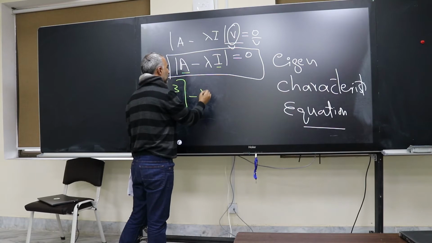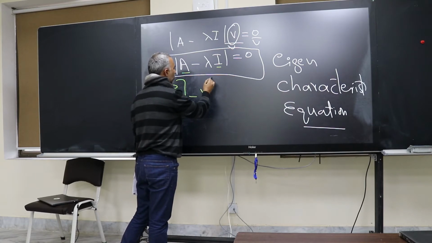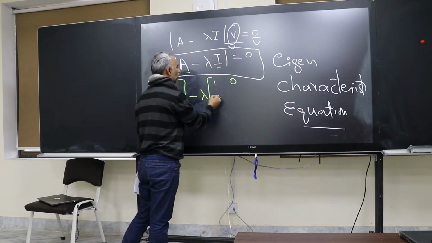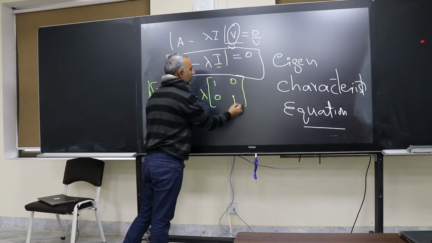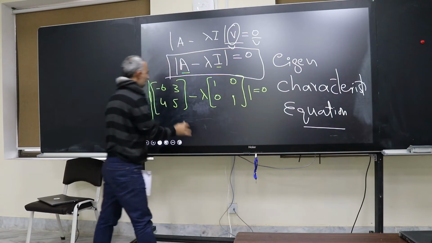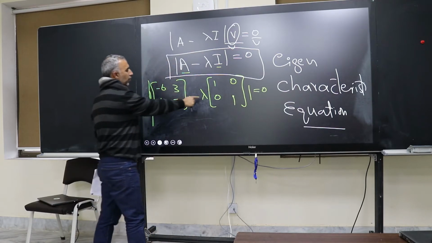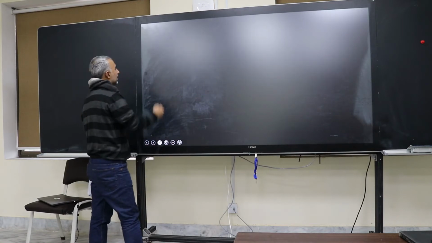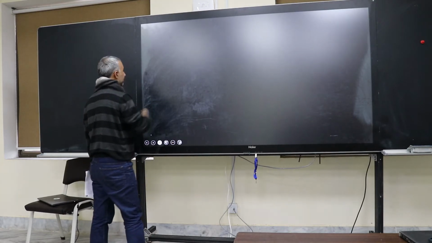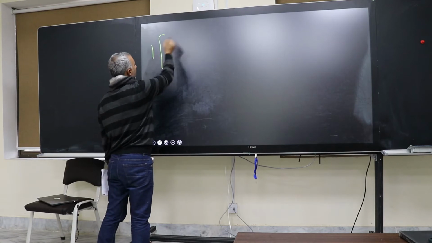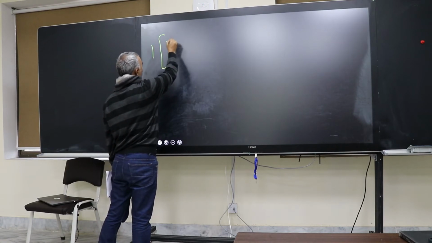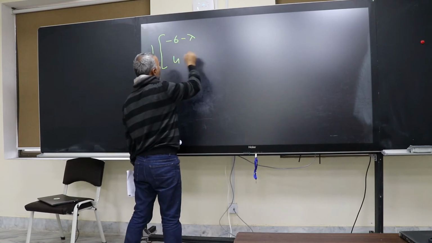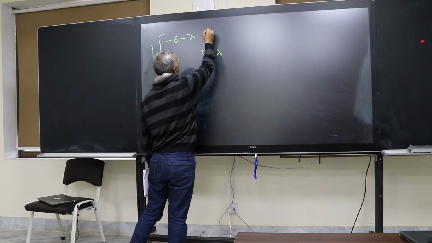This is the scalar value, the eigenvalue. We know the size of this identity matrix is equivalent to A, so 2 by 2, equal to 0. And further, once we multiply this lambda with the identity matrix, 1, 1, and subtract from there, we will get this kind of expression: -6 minus lambda, 4, 5 minus lambda, 3.